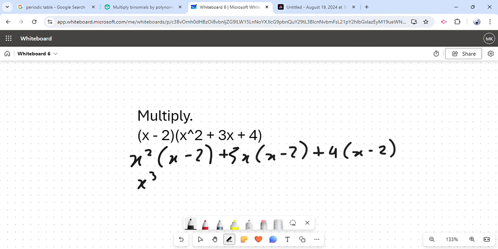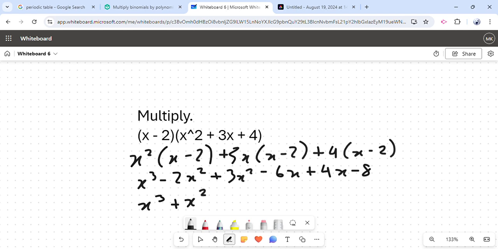x to the power of 3 minus 2x squared plus 3x squared minus 6x plus 4x minus 8, and then simplify, which would give you x to the power of 3 plus x squared minus 2x minus 8 as your final answer.